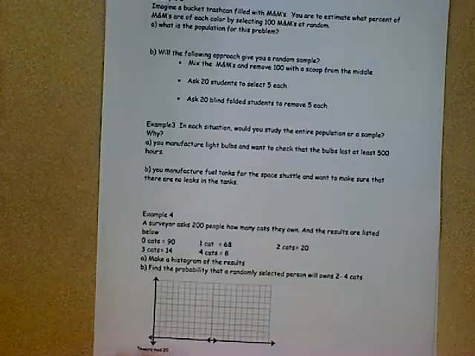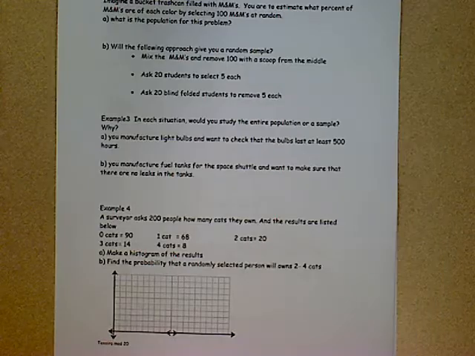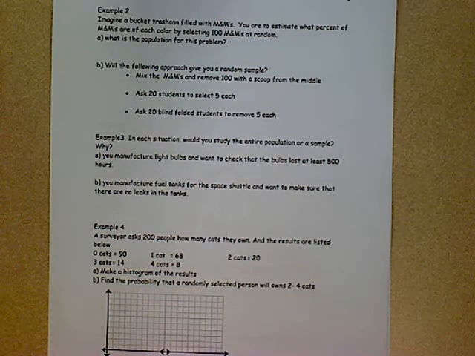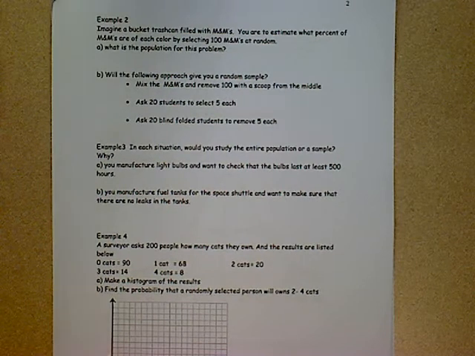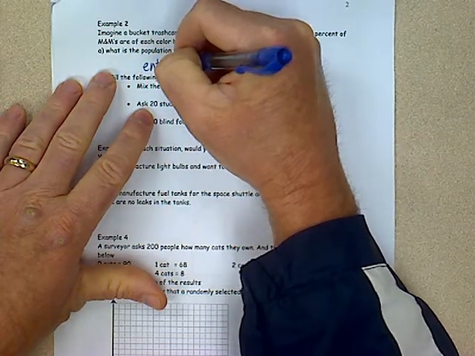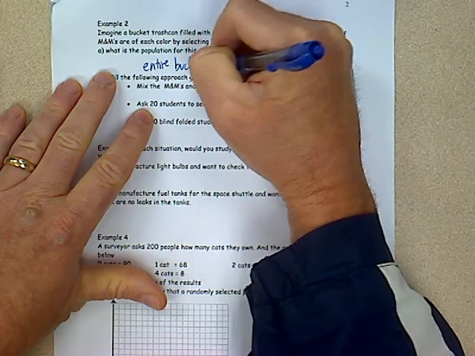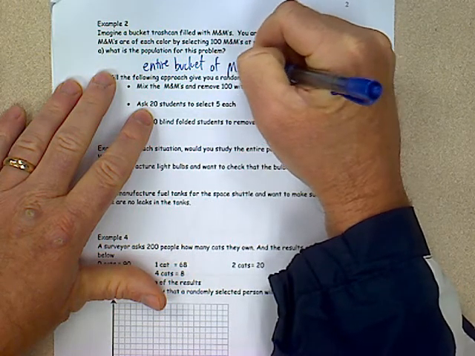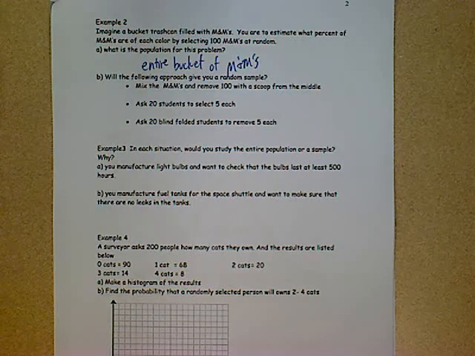So example 2, imagine a bucket or trash can filled full of M&Ms. I hope that trash can is clean. You are to estimate what percent of M&Ms are each color by selecting 100 M&Ms at random. What is the population? This would be the entire bucket of M&Ms.